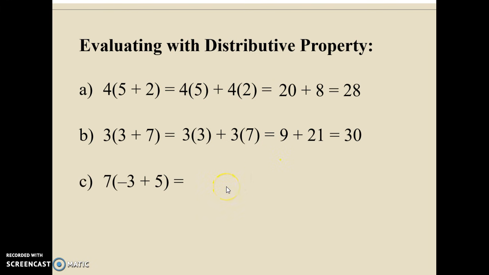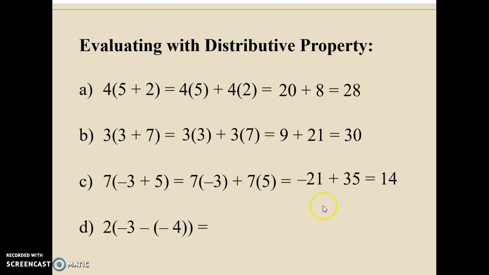Let's look at this one. 7 times negative 3 plus 5. So we are multiplying 7 times negative 3 first, carry plus, and then 7 times 5. Multiply, we have negative 21 plus 35, which will give us 14.